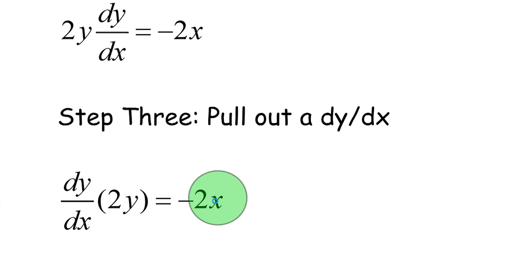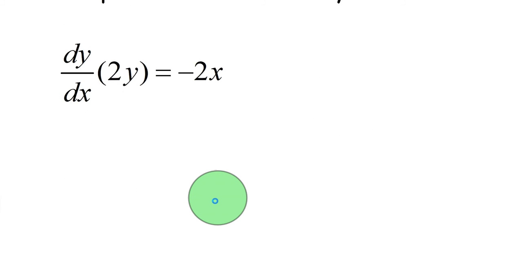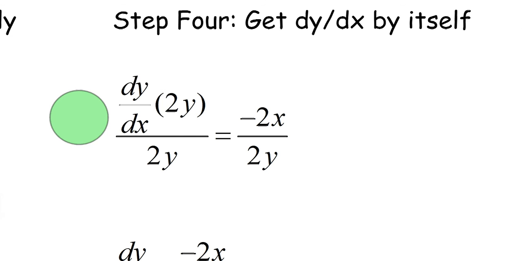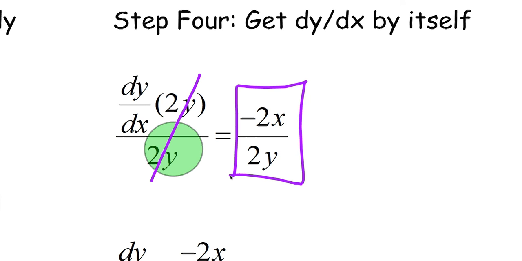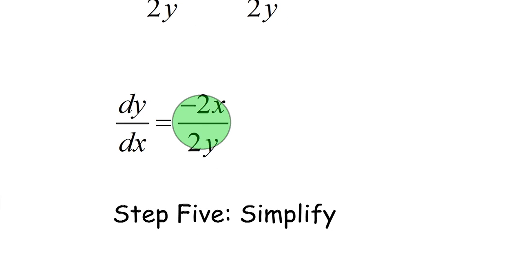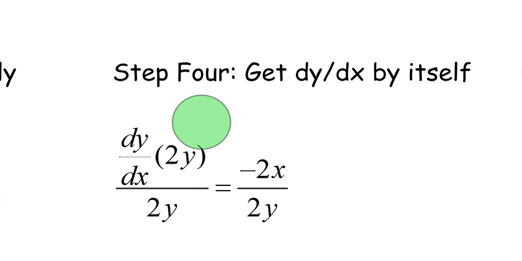Now, this leads us to the fourth step, which is to get dy dx by itself. In order to do that, for this example, we will just divide both sides by 2y. That will get this dy dx by itself. It will cancel the 2y on the left, and you'll be left with this on the right. So it will look like this: dy dx equals negative 2x over 2y. And we have accomplished step 4, which is to get dy dx by itself.